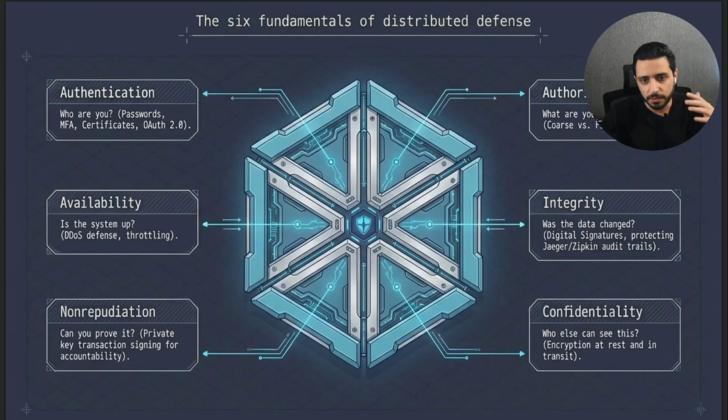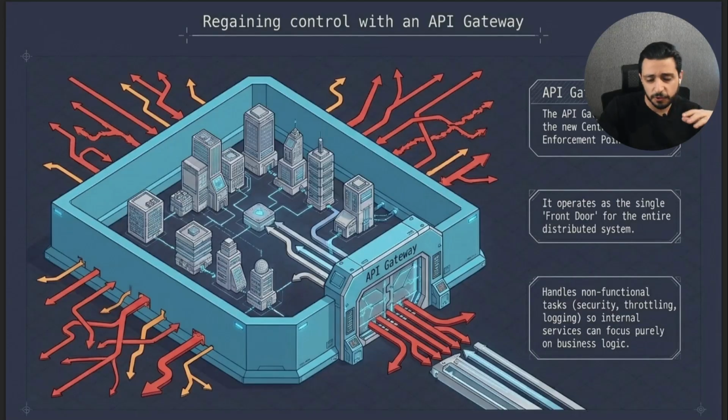Well, understanding these principles is great in theory, but where do we actually enforce them? For most modern systems, it all starts at the very edge of your network. In the microservices architecture, we don't just leave our services hanging out on the public internet. Instead, we use an API gateway. Think of this as a front door for your entire system. The gateway acts as a centralized policy enforcement point, whose job is to handle the non-functional tasks, things like security, throttling, and logging, so your microservices can focus purely on business logic.